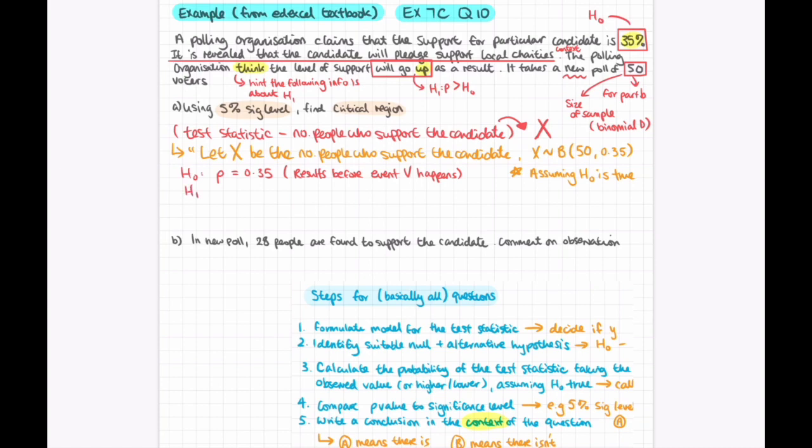And then H1, which is after the candidate said, oh, we're going to support charities if you support me. After saying that, H1 is the result after, where they think that this level of support will increase. So p is going to be bigger than the old value because it increases. So the results after event V happens.